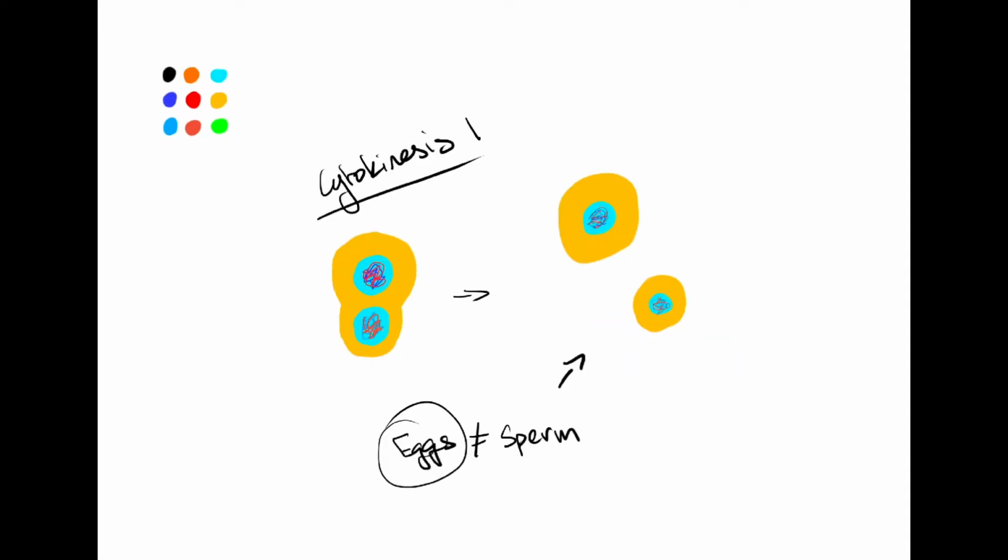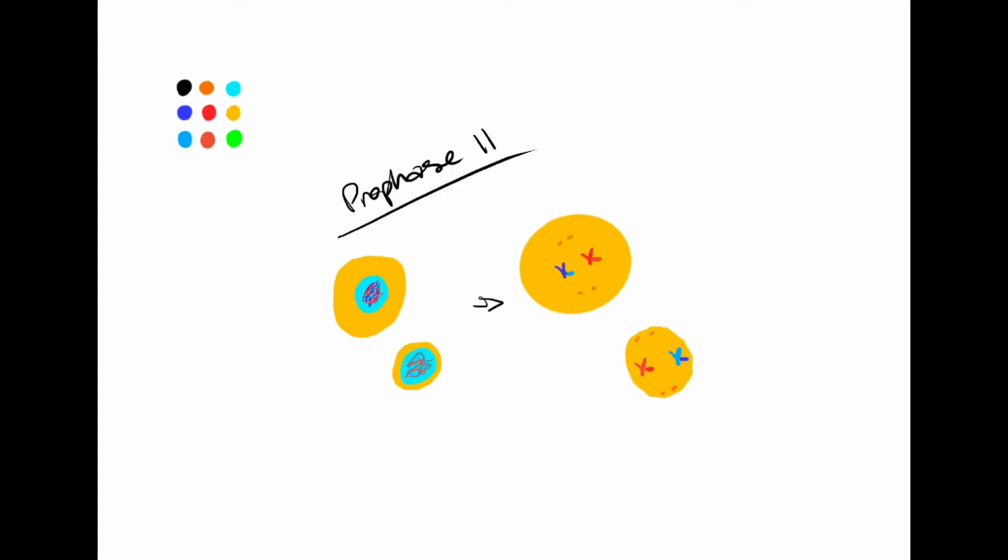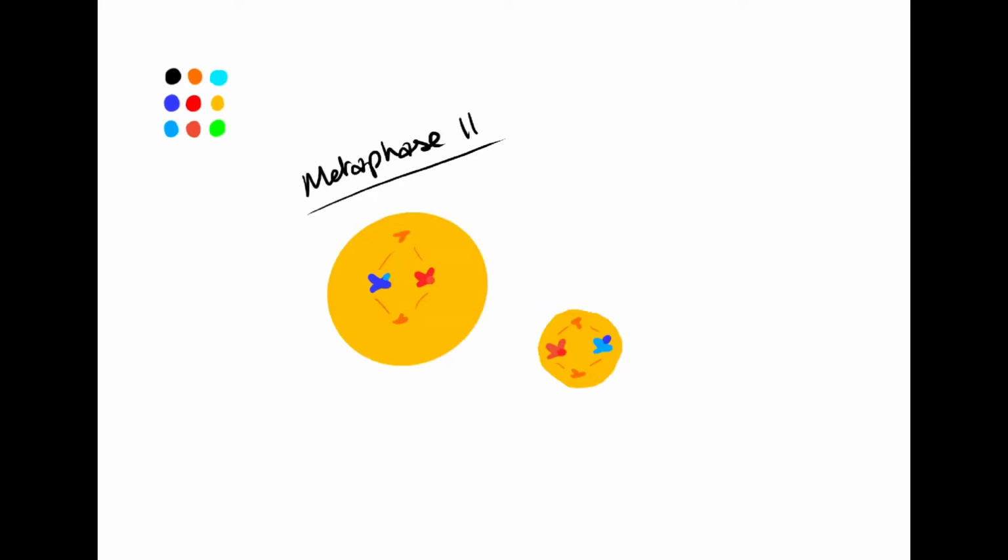Now, let's start talking about the egg. I'm going to go back a little bit to cytokinesis 1. When an egg cell splits into 2, one of them is going to be significantly larger than the other. This change in size will not change the way the rest of meiosis works. The daughter cells will enter prophase 2 and grow, not replicating DNA. They'll go into metaphase 2 and they'll line up at the center of the cell.